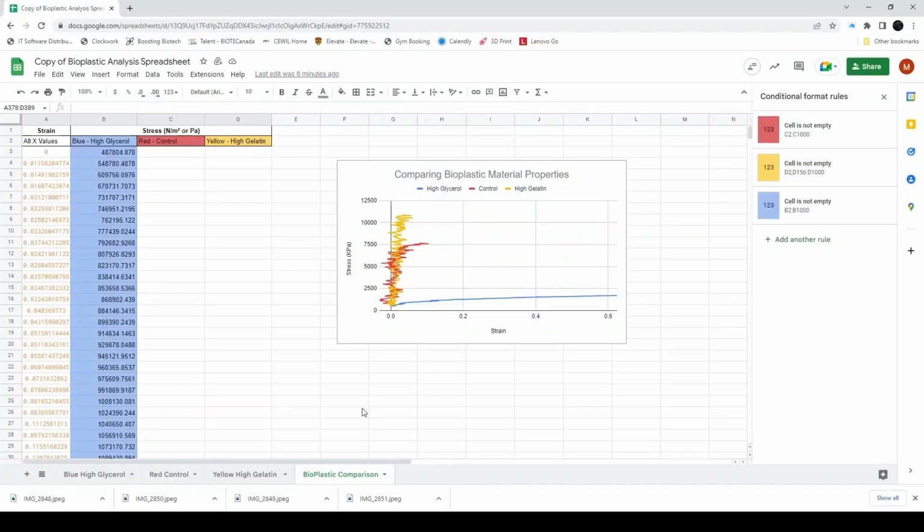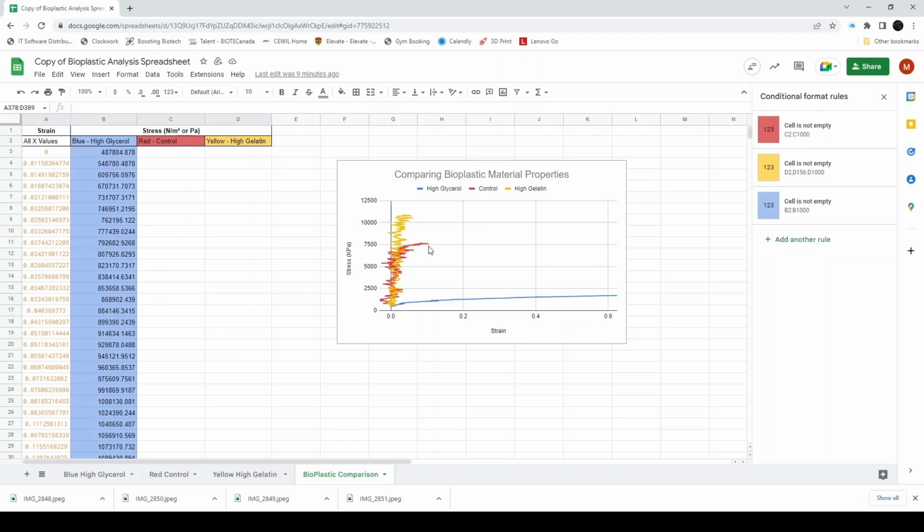All right, so looking back at the graph that we just produced, we will see that the three plastics have very different characteristics. If we start off with the yellow high gelatin bioplastic, we'll see that it doesn't exhibit much strain. Now recall that strain is elongation divided by original length. So this bioplastic didn't stretch much. However, this was the one that could handle the highest amount of stress, or in other words, the highest amount of force per cross-sectional area.